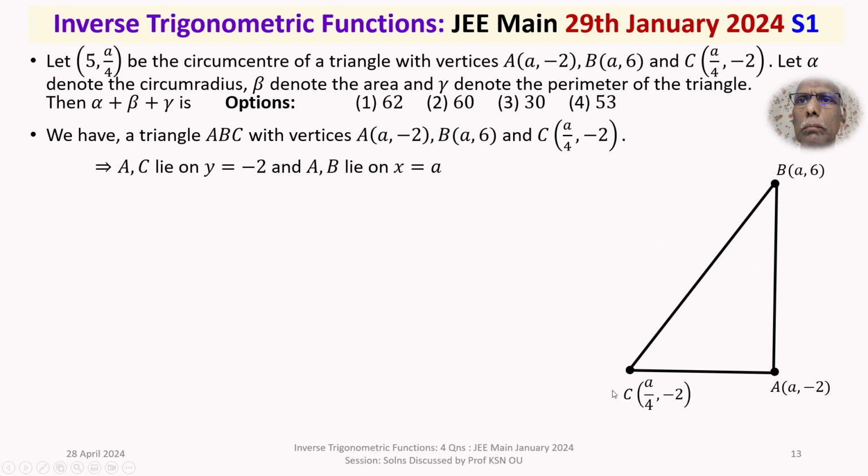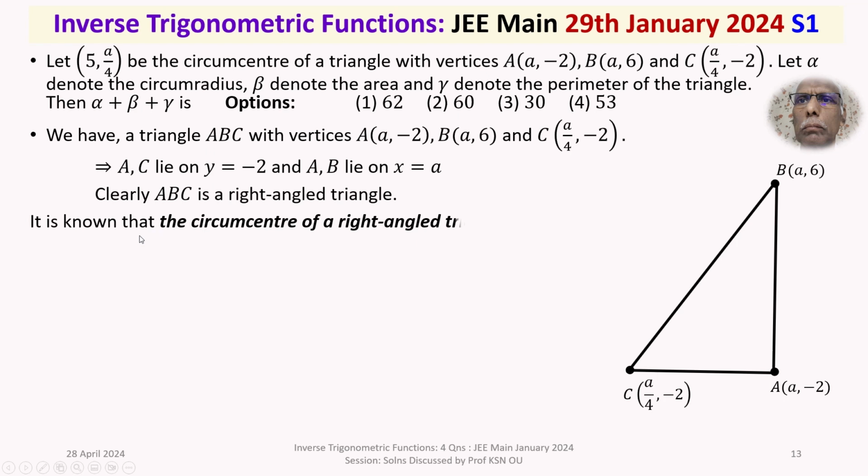So obviously ABC is a right angle at A, and BC is its hypotenuse. So clearly ABC is a right angled triangle, and it is known that the circumcenter of a right angled triangle is the midpoint of its hypotenuse. So it's a right angled triangle. Its circumcenter will lie on the hypotenuse, and it is the midpoint of BC.